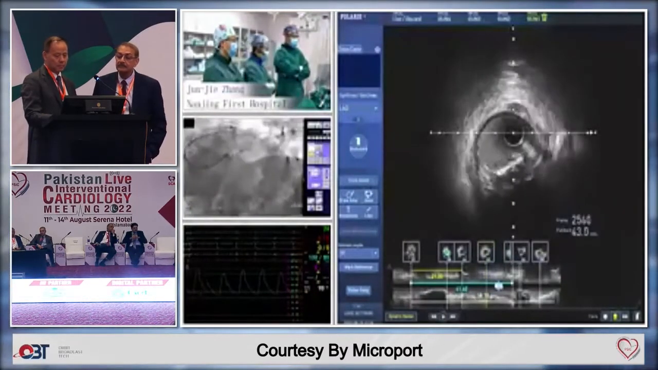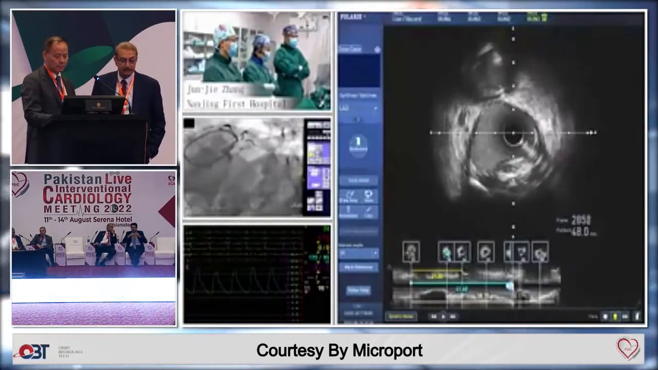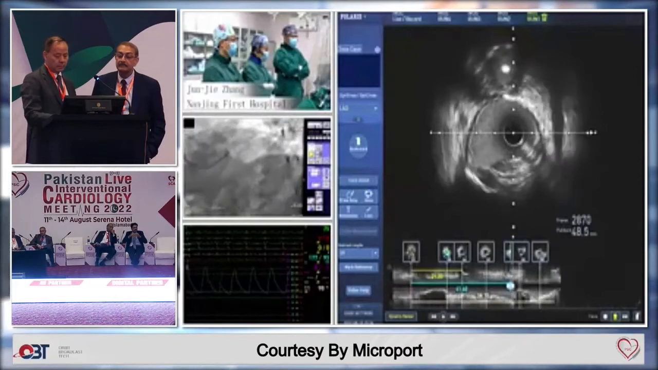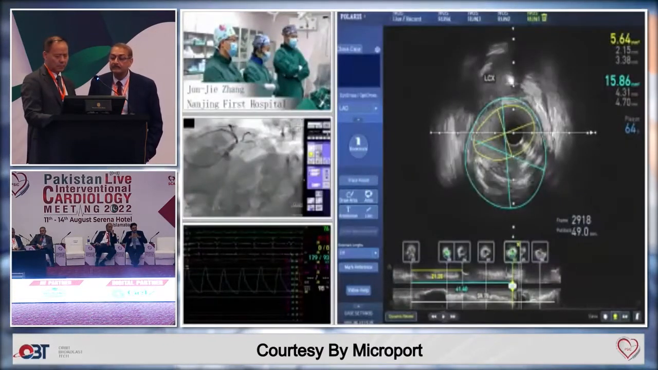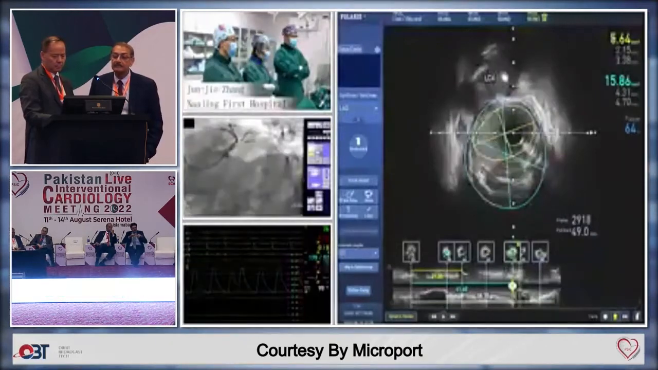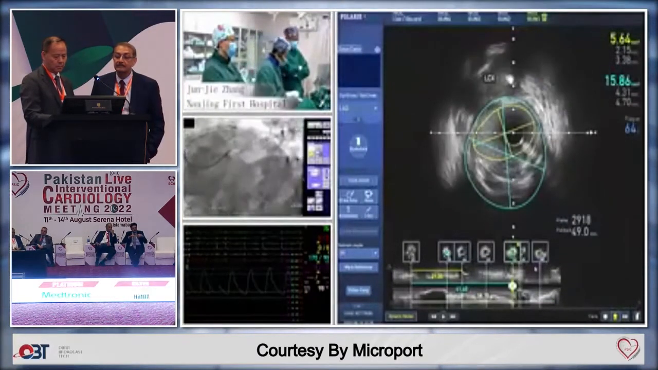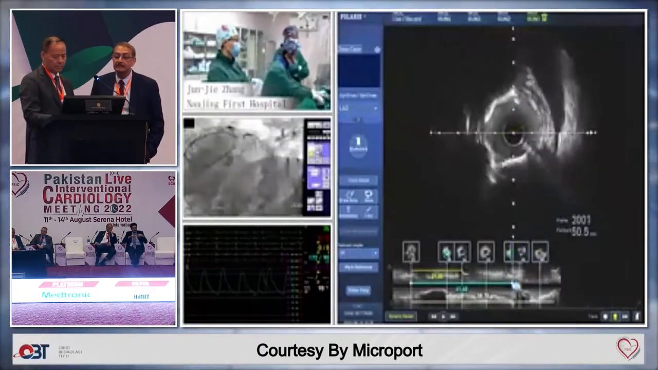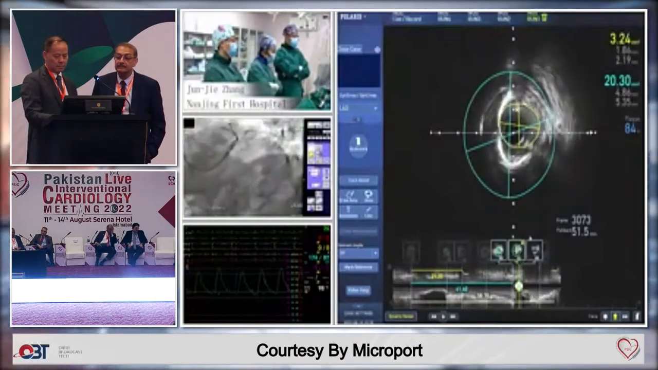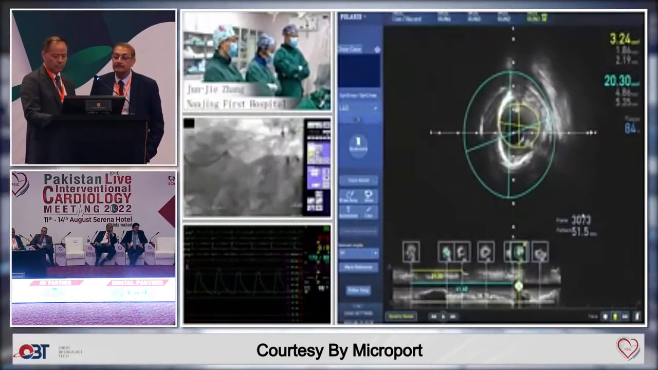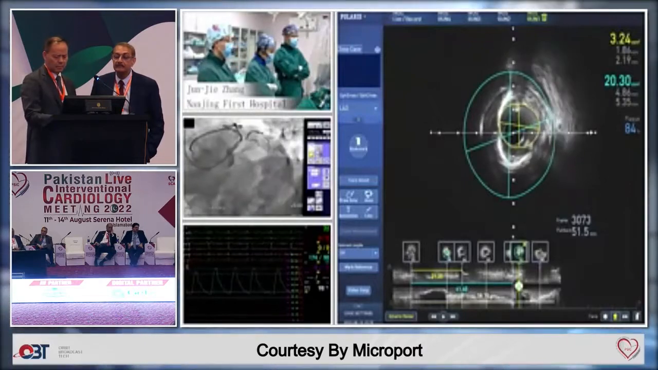Then pull back. Here, this is the ostium LAD. And here we can see the circumflex will join the LAD. And then here, the ostium LAD area is about 5.6 square millimeters. The plaque burden is about 64%. Then pull back. This is a POC, and this is the distal left main. The distal left main area is just 3.2 square millimeters. But the plaque burden is more than 86%.